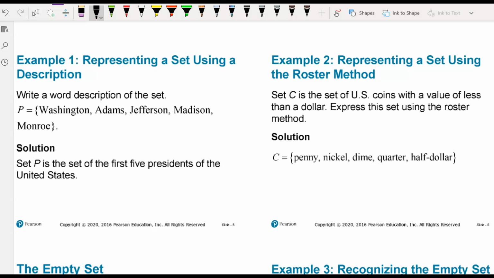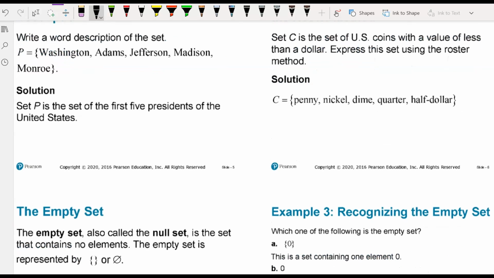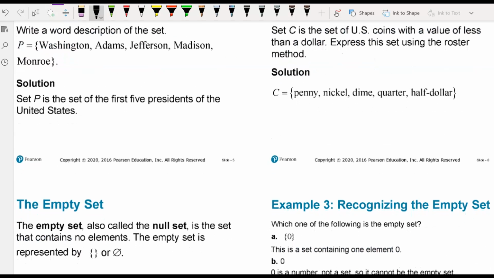And then representing a set using the roster method. It says C is the set of US coins with a value less than $1. So the set using the roster method is C equals {penny, nickel, dime, quarter, half dollar}. You'll list them in order with commas separating them. And those symbols are called braces, not brackets.